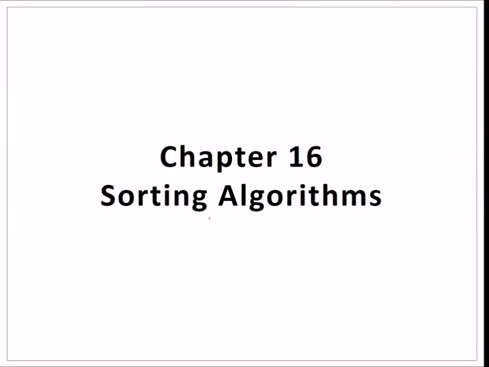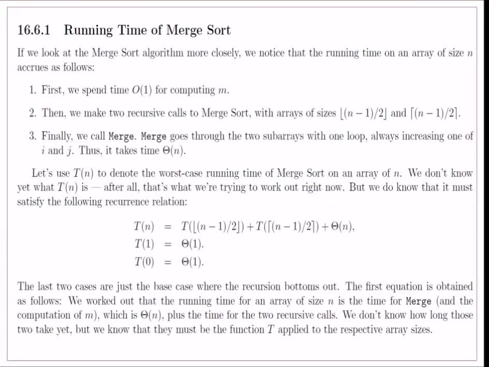So continuing our discussion with sorting algorithms, we'll see the running time of merge sort. We have already seen the program of merge sort, and if we look at this merge sort algorithm quite closely, we will notice the running time for an array of size n, because everything will be dependent on this only. First, we spend order of 1 time in computing m. What is m? That is, we are trying to find the center point or the middle point. So this is only order of 1.